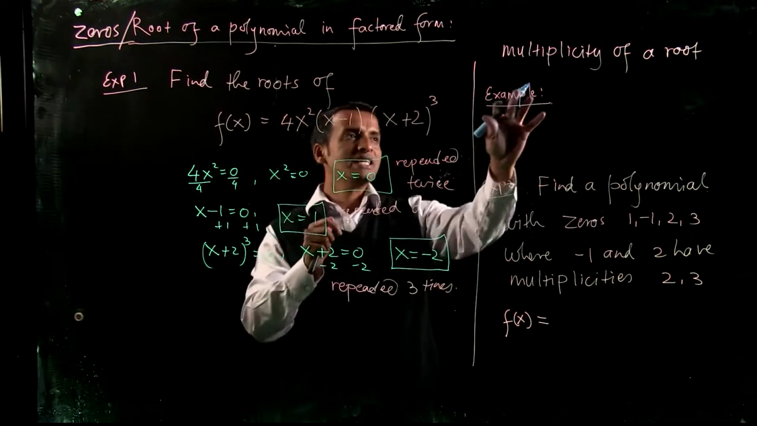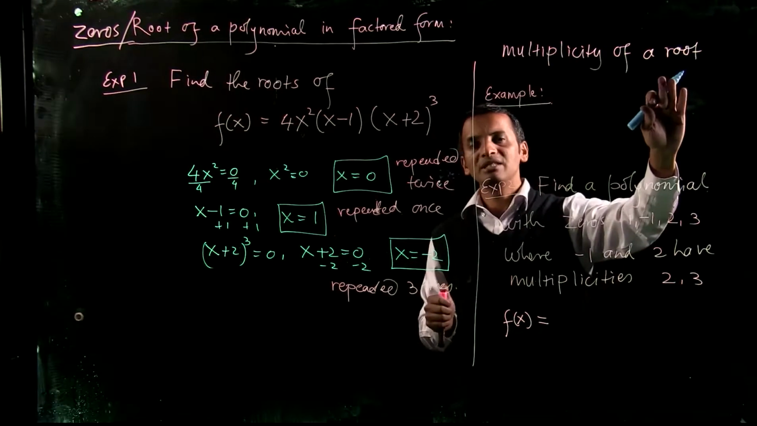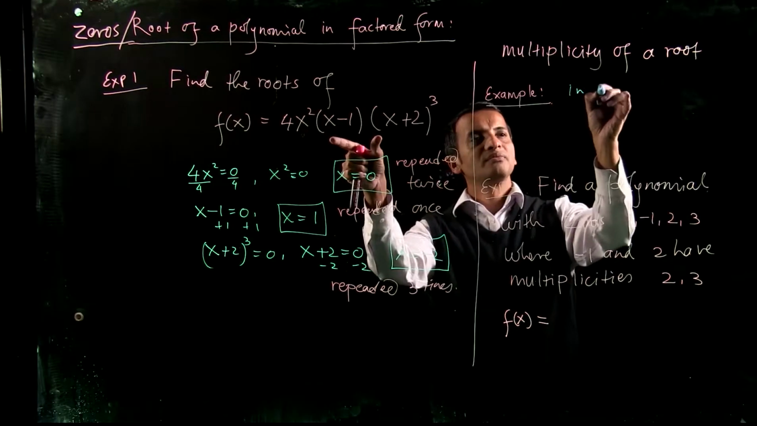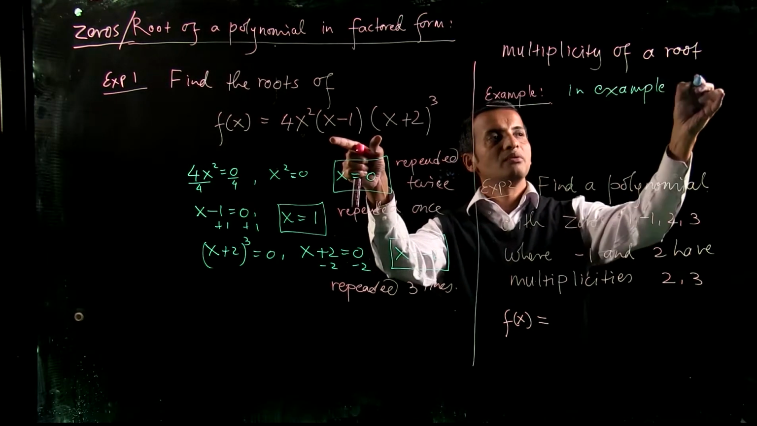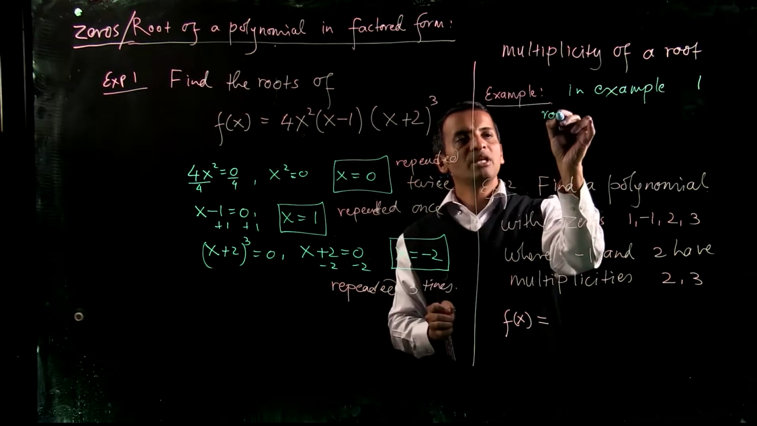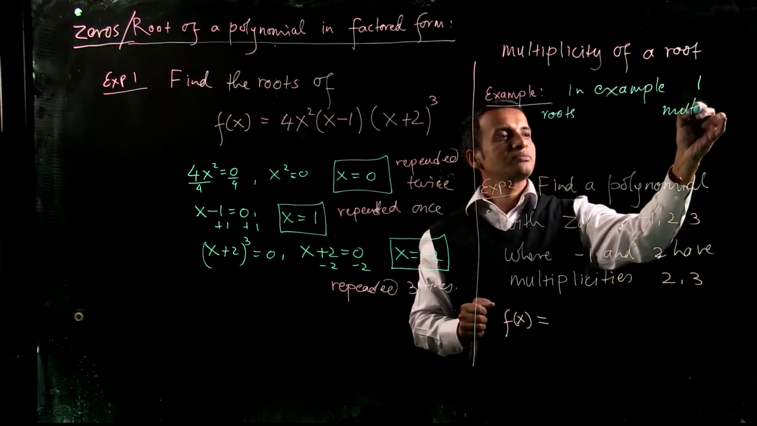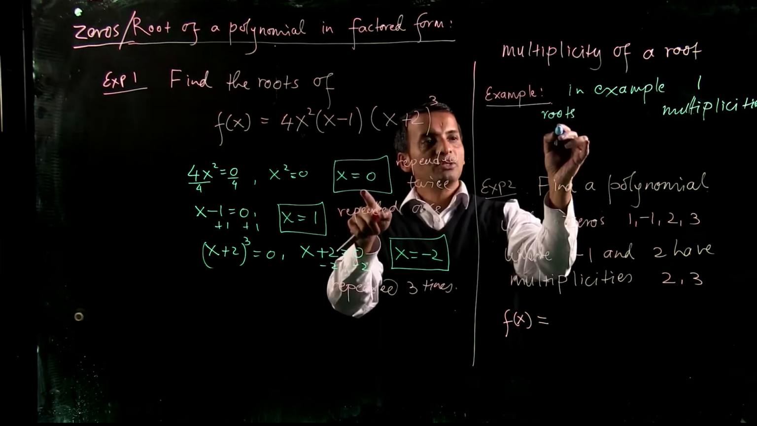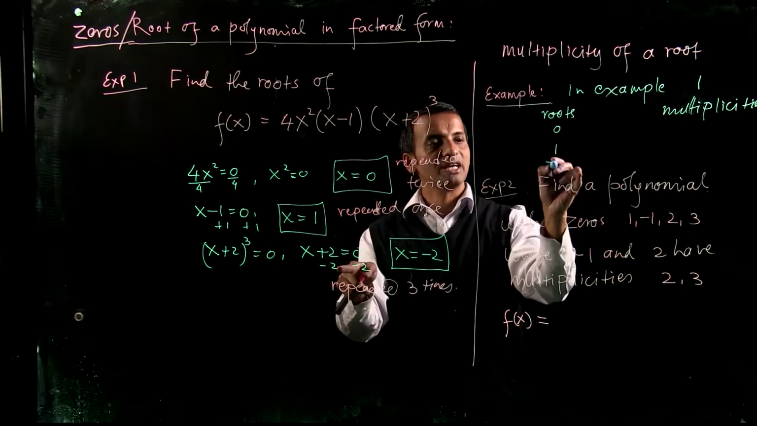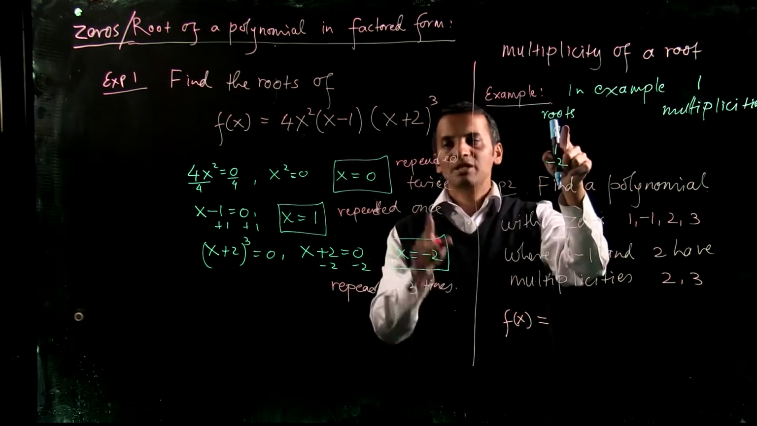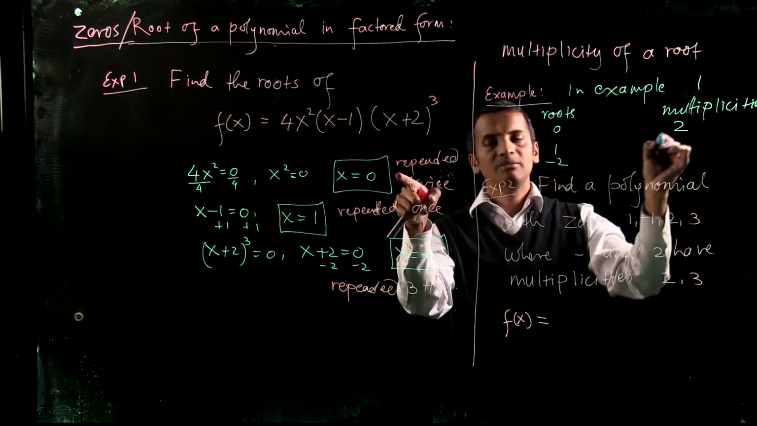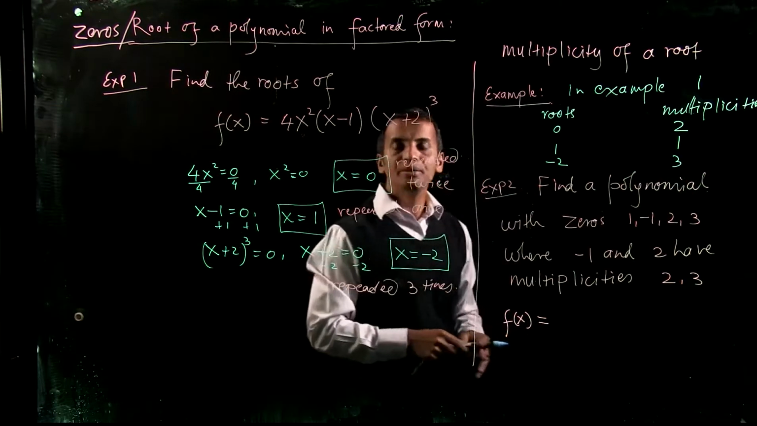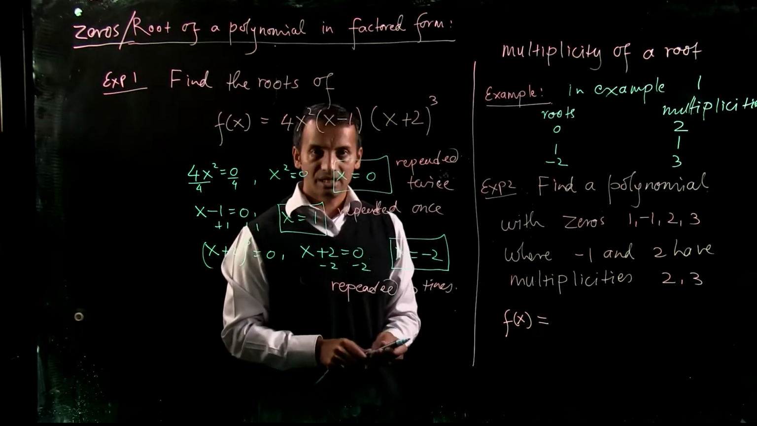So what is the multiplicity? Multiplicity of a root means the number of times the root is repeated. So in example 1, what are the roots and multiplicities? The first root is 0, the second root is 1, and the third root is negative 2, right? And what is the multiplicity of 0? It is repeated twice, so the multiplicity must be 2. The second is repeated once, the third is repeated 3 times. So this is how you can write roots and multiplicities.